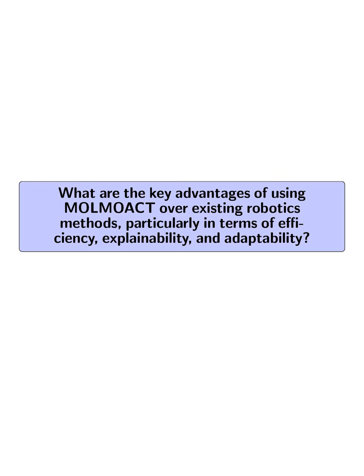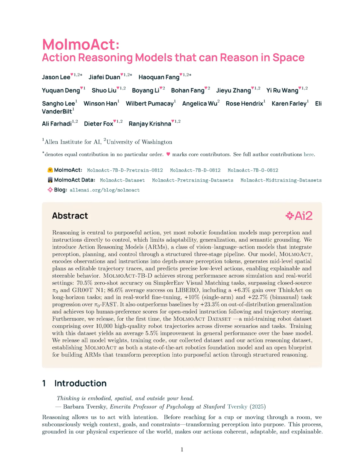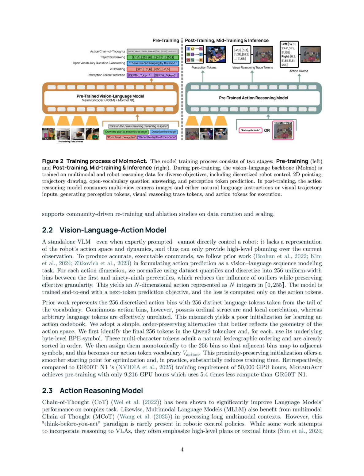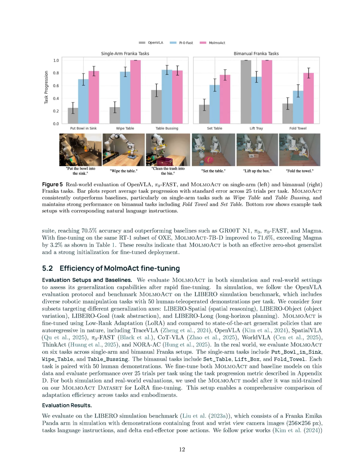What are the key advantages of using MolmoAct over existing robotics methods, particularly in terms of efficiency, explainability, and adaptability? MolmoAct offers several key advantages over existing robotics methods, particularly in efficiency, explainability, and adaptability. Firstly, it achieves significant efficiency in training, requiring only 9,216 GPU hours for pre-training, which is 4 times less compute than the GR00T N1 model, while still delivering strong performance on benchmarks like Libero and Simpler ENV.